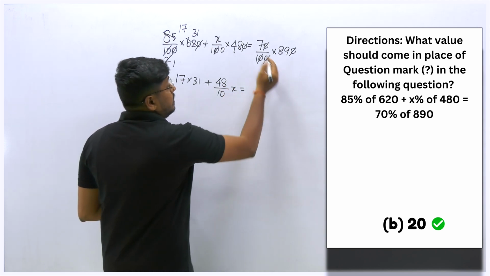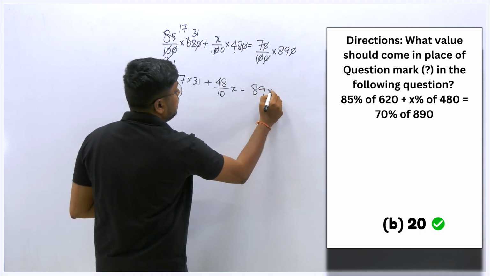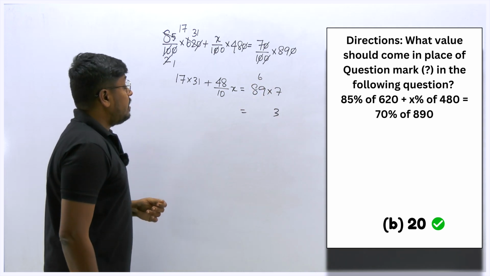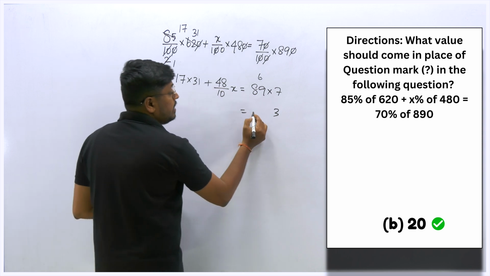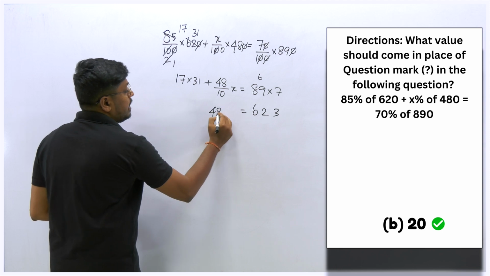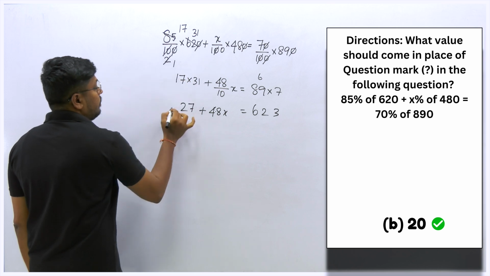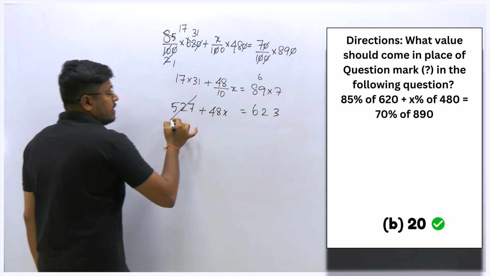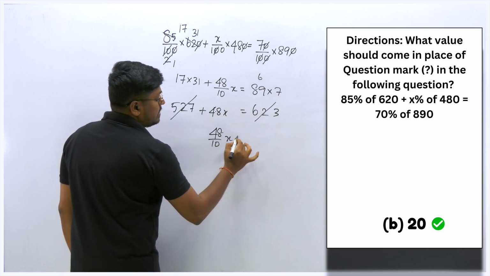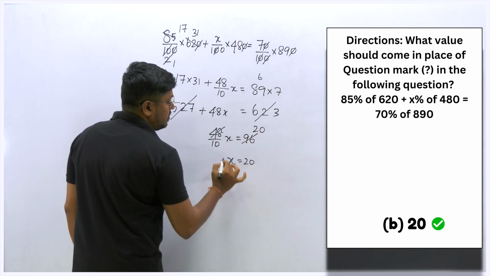89 into 7. 9 7s are 63, so remaining will be 6. 56 plus 6 will be 62, so 623. So this will be 4.8, so we can keep it as 4.8x. 7 3s are 21, 22, so 527. 623 minus 527 will be 96. So 48 by 10 x is equal to 96, which is 960, so the result will be 20 times. So the value of x is equal to 20.